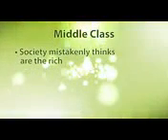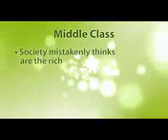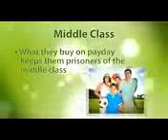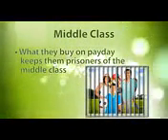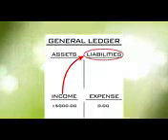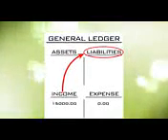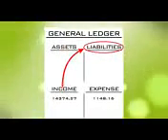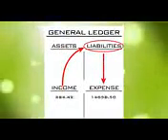Let's continue on and look at the middle class. The middle class is the group that society mistakenly thinks are the rich. They are not. Yes, they typically earn a six-figure income, but what they buy on payday keeps them prisoners of the middle class. What they buy on payday are liabilities. Remember the definition of a liability? Things that cost you. By buying liabilities, the money gets pushed up and out their expense column. Liabilities are items like cars, boats, houses, airplanes, credit card debt.